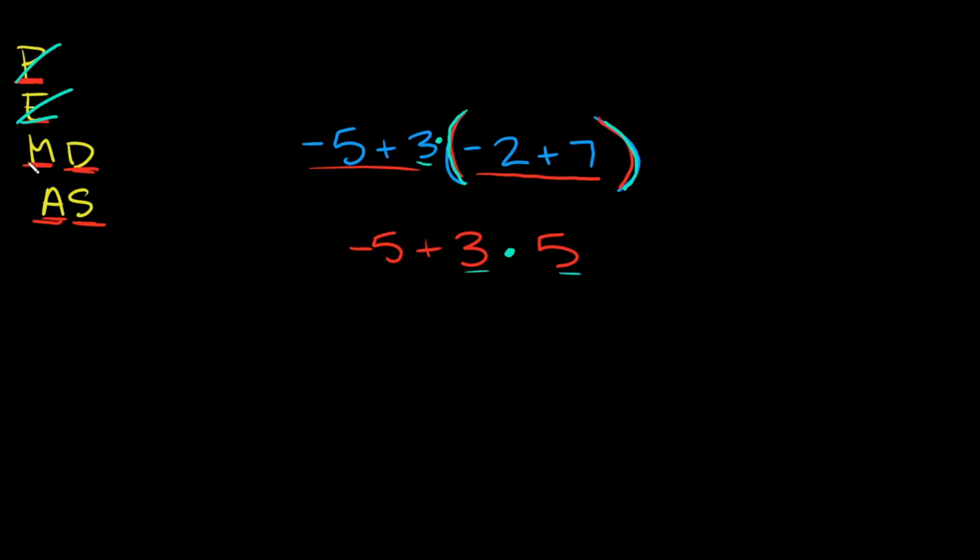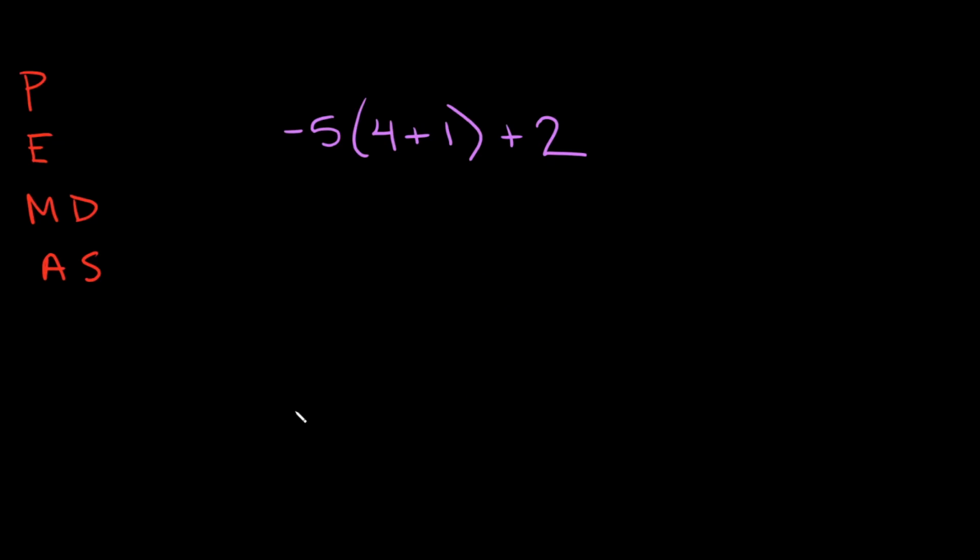Let's go to the next one. Now we have multiplication or division. Do we have any multiplication or division here? Well, sure we do, right? We have multiplication right there. So that's the part we're going to do next. So what is 3 times 5? That's just 15. And then let's bring down the rest of our problem here, this -5 plus. So now all we're left with is -5 plus 15. What does that simplify to? Positive 10. So that'd be your answer.